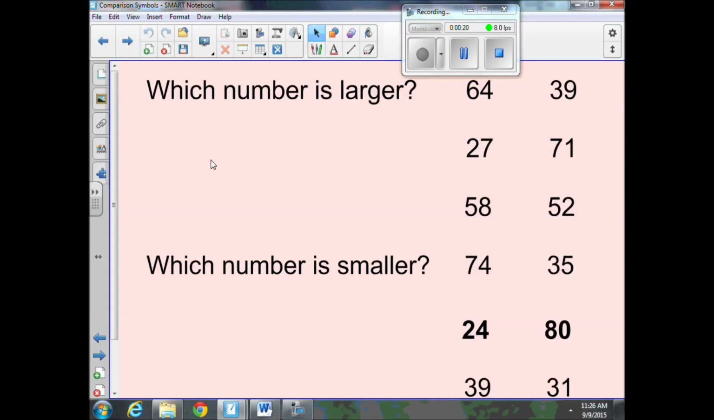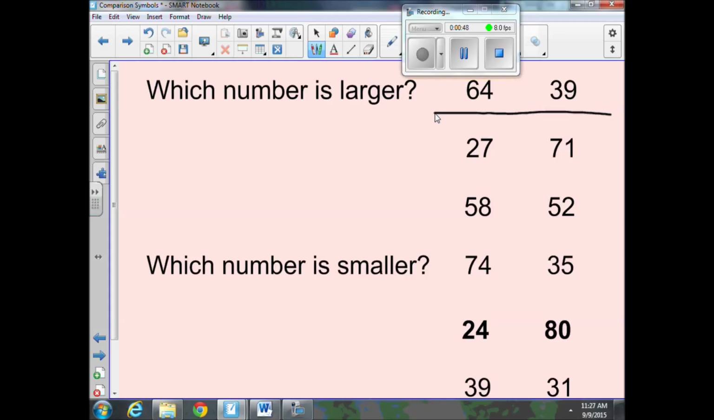We're going to look at two numbers. And I'm going to model for you the process you need to do, what needs to go on in your brain while you're comparing two numbers. That's why they're called comparison. We're going to be comparing. The first one we have the number 64, and we have the number 39. I am looking at those two numbers, and my question asks me which one is larger.